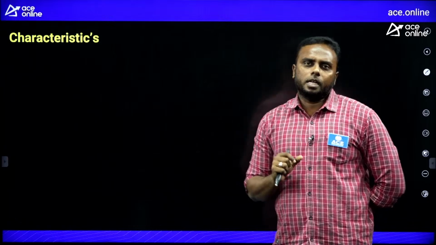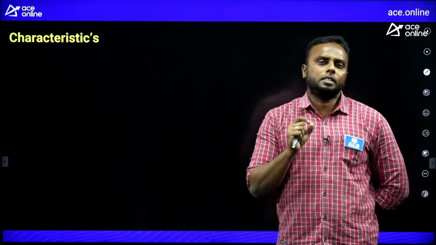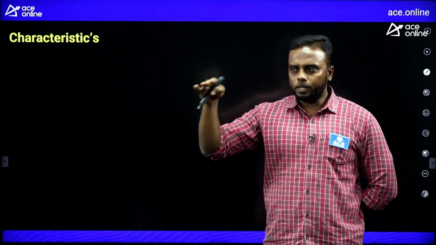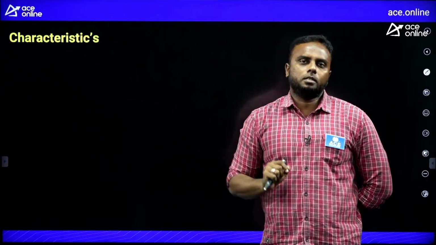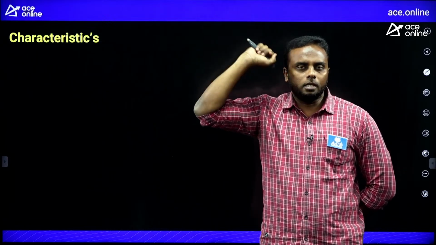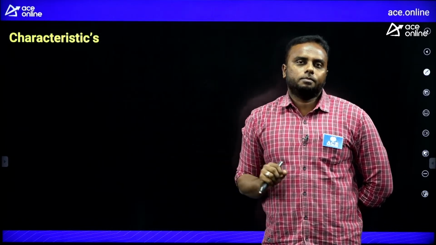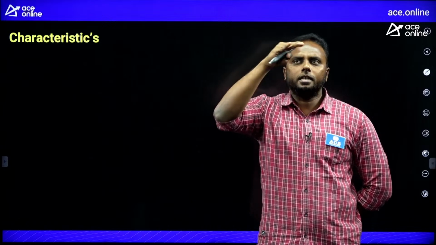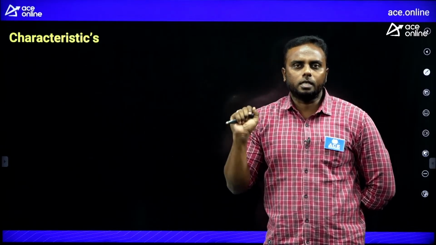షంట్ జనరేటర్ క్యారెక్టరిస్టిక్స్ ఎలా ఉంటాయి? డ్రూపింగ్. షంట్ జనరేటర్ డ్రూపింగ్ క్యారెక్టరిస్టిక్స్. సిరీస్ జనరేటర్ రైజింగ్ క్యారెక్టరిస్టిక్స్, దట్ ఈస్ వేరియబుల్ వోల్టేజ్ సిరీస్ జనరేటర్. అండ్ షంట్ మోటర్ speed torque characteristics, slightly speed of the motor decreases whenever torque increases.